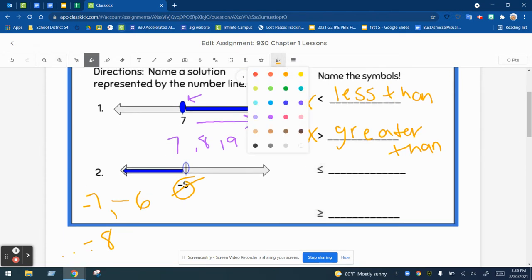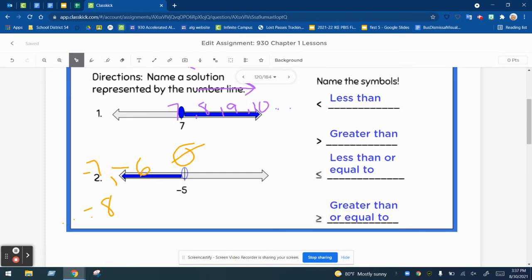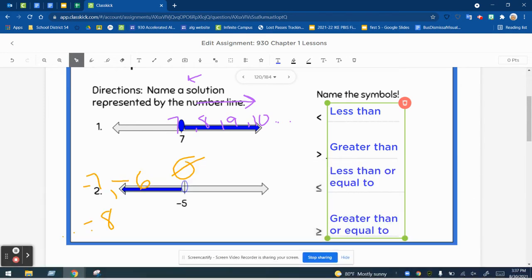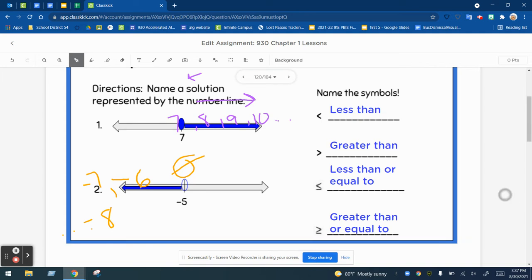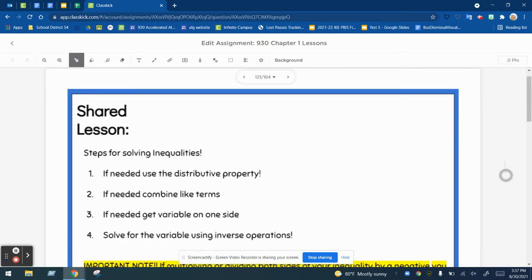I apologize for my writing. I'm going to go ahead and type these, so just give me a second. Okay, so I went ahead and typed those out so you could see it a bit better. Again, we have our less than symbol, our greater than symbol, and our less than or equal to. If it has that line underneath, that means it's equal to, and the numbers are being included. And then finally, we have our greater than or equal to symbol. Again, that line underneath shows that it is included and equaling a number.